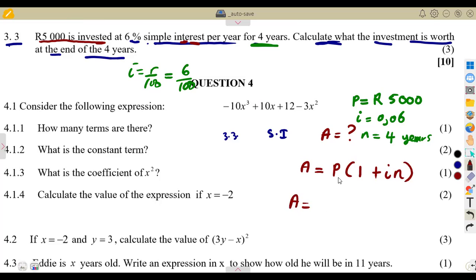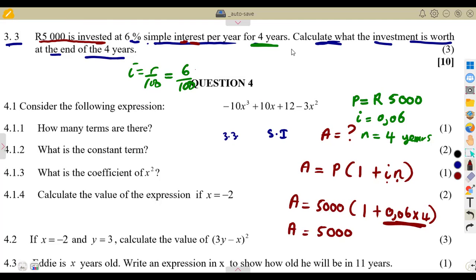That is the principal amount invested, which is 5,000, times (1 plus, so this is i, as a decimal, that's 0.06, or as a fraction, 6 over 100, times what? n, the number of years). You just put in the values. So you can simplify this stage by stage on your calculator. You can multiply these two first, then add 1, like this.